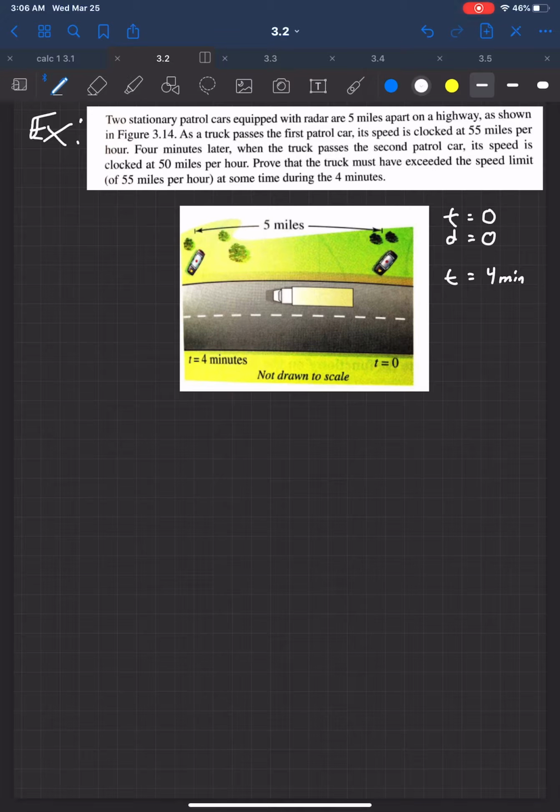So 4 minutes later, I'm going to actually get rid of the units. I don't want to clutter. So at time 4, the distance would be 5, 5 miles. So I am going to go back and add the units now that we're done discussing them. At time 0, we have a distance of 0 miles. At time 4 minutes, we have a distance of 5 miles. All right. So far, so good.